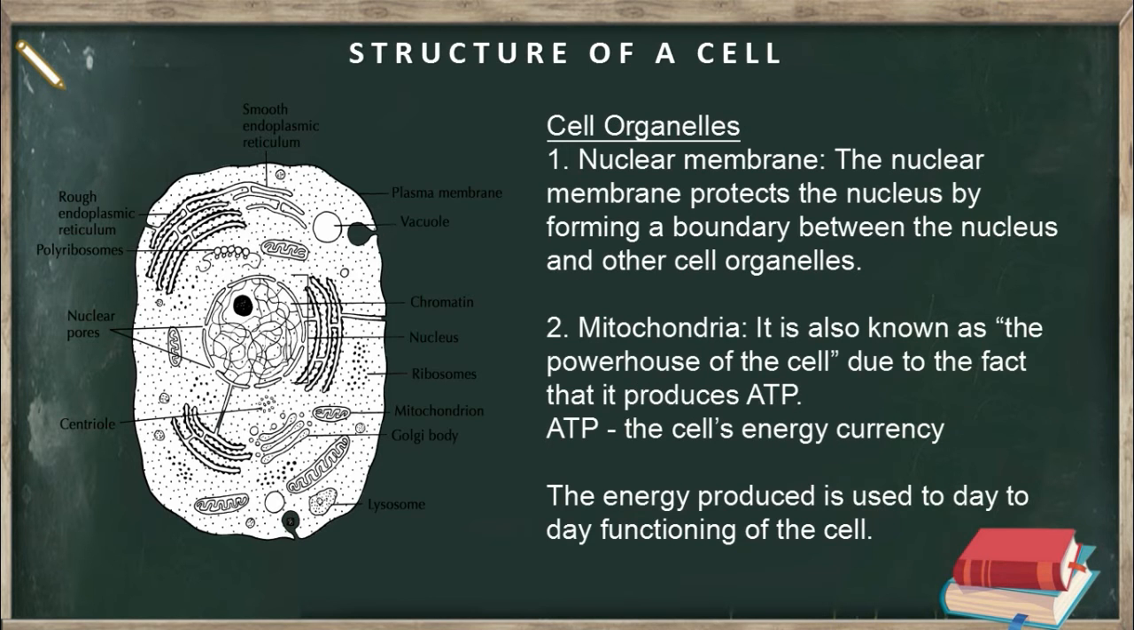Now, let us discuss the cell organelles. 1. Nuclear membrane. The nuclear membrane protects the nucleus by forming a boundary between the nucleus and other cell organelles. 2. Mitochondria. It is also known as the powerhouse of the cell, due to the fact that it produces ATP. ATP is the cell's energy currency. The energy produced by mitochondria is used for the day-to-day functioning of the cell.